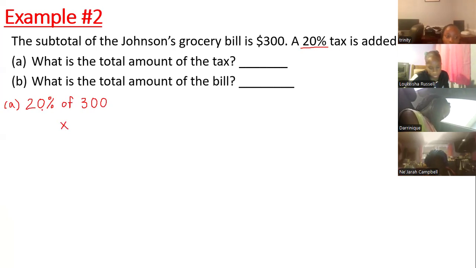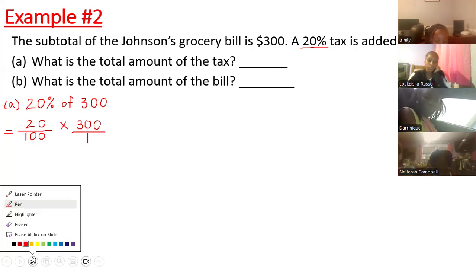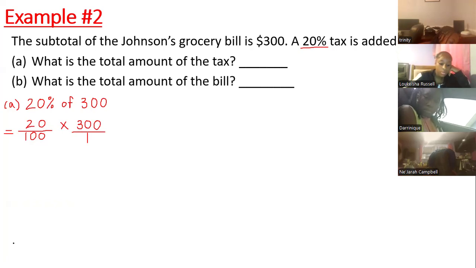What is 20% as a fraction? 20 over 100. Very good. Multiplied by 300 over 1. All right. Now, class, how are we going to cancel out the zeros? Cancel the 2 zeros in 300, cancel the 2 zeros in 100, and cancel a 0 in 20.